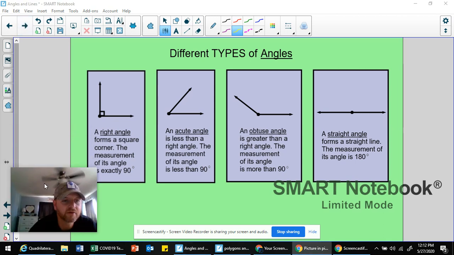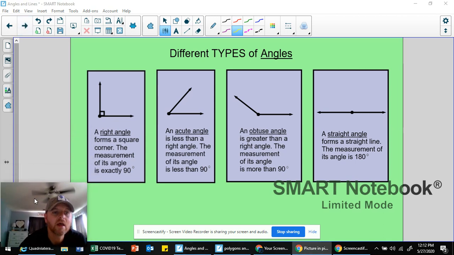All right, so with your angles, there's different kinds of angles. And again, I want to move through this fairly quickly because I don't want to make this too long for you. So, different types of angles. We're going to focus on these three kinds right here. Don't worry about this one yet in third grade math. So first of all, we have a right angle. A right angle forms a square corner. The measurement of its angle is exactly 90 degrees. So if you notice where this ray meets this ray, here's your vertex, and it forms a perfectly squared corner.